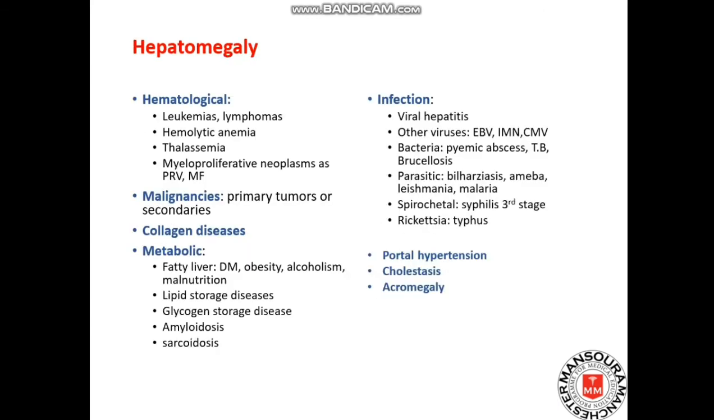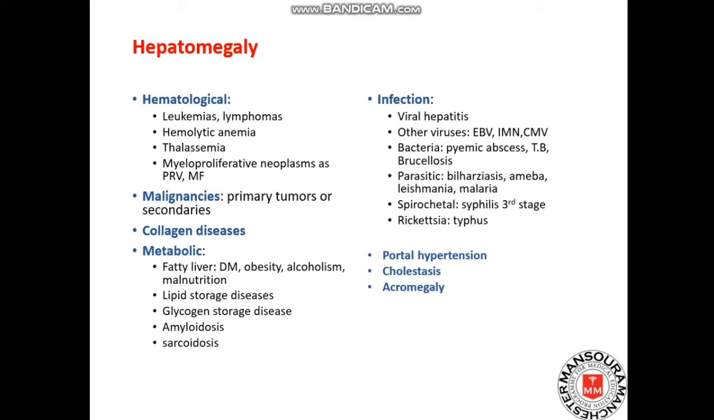Causes of hepatomegaly in the form of hematological causes as leukemia and lymphomas, hemolytic anemias, thalassemias, myeloproliferative neoplasm as polycythemia rubra vera and myelofibrosis, malignancies, primary tumors as hepatocellular carcinoma or secondaries, collagen diseases, metabolic diseases as fatty liver, diabetes mellitus, obesity, alcoholism, malnutrition, lipid storage disease, glycogen storage disease, amyloidosis, and sarcoidosis.